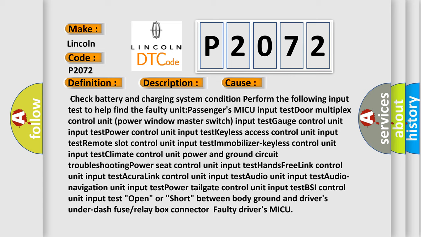power seat control unit input test, hands-free link control unit input test, Acura link control unit input test, audio unit input test, audio navigation unit input test, power tailgate control unit input test, BSI control unit input test, open or short between body ground and driver's under-dash fuse or relay box connector, faulty driver's MICU.